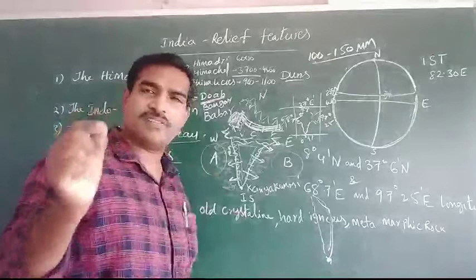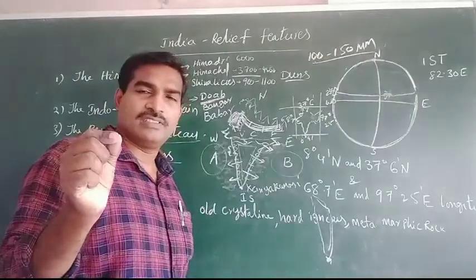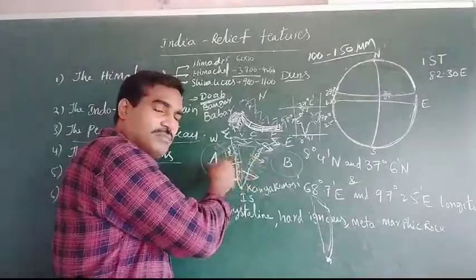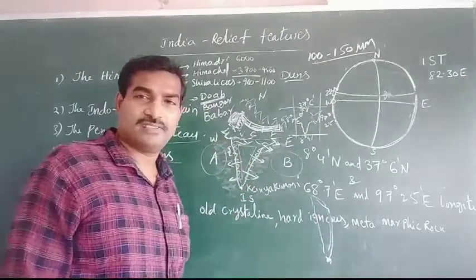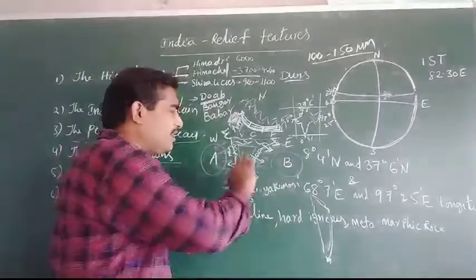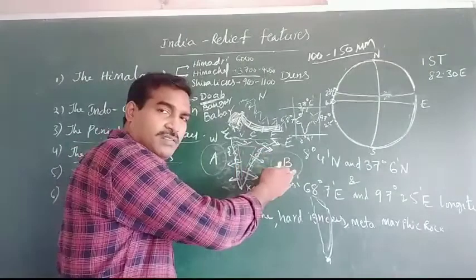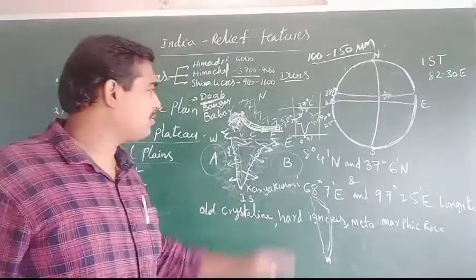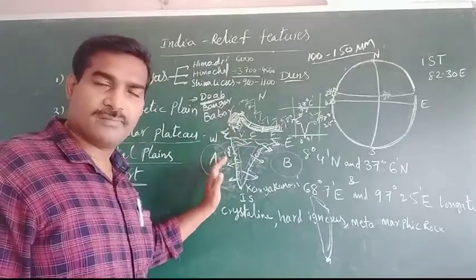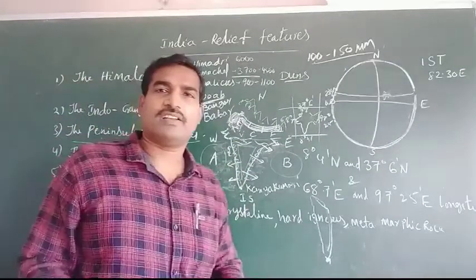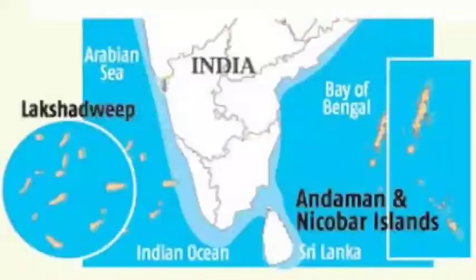But in that peninsular rivers, only two rivers are joined in the Arabian Sea. Those are west flowing rivers. Remaining all, they are joined in Bay of Bengal. And Indus river also joined in Arabian Sea only. Understood, children? Right?